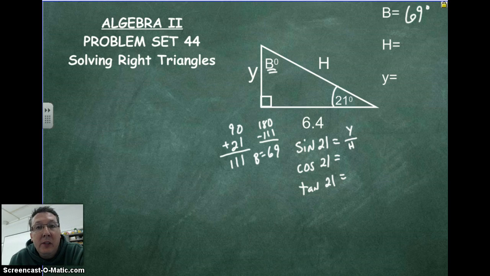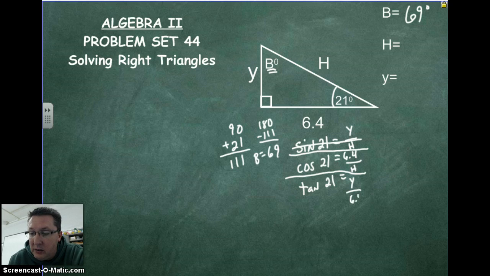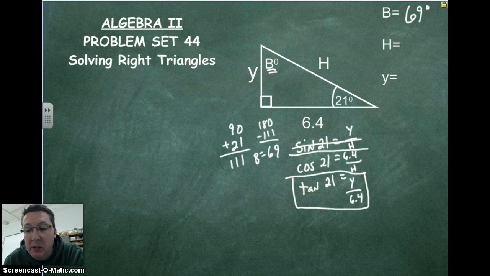Now, this is going to be kind of difficult to solve because I have two unknowns in that equation. So that one's out. I move on to cosine. Cosine is the adjacent side, which is 6.4 over the hypotenuse, h. That one I might be able to solve. So I'll hold on to that idea. And then tangent of 21. Tangent is the opposite side over the adjacent side. So that's y over 6.4. Now, if I were doing the problem, my choice would be to find the one where the variable is on the numerator. So I'm going to look at this tangent of 21 equals y over 6.4.